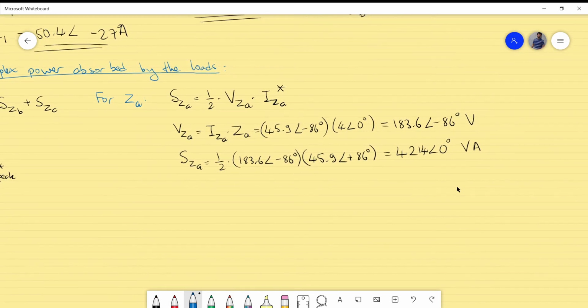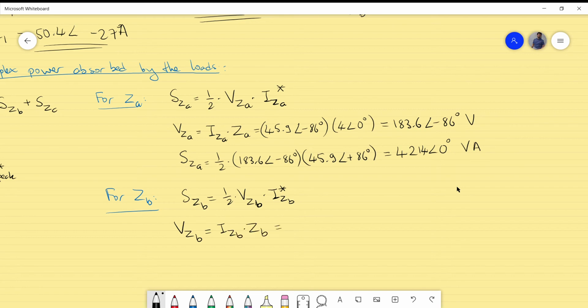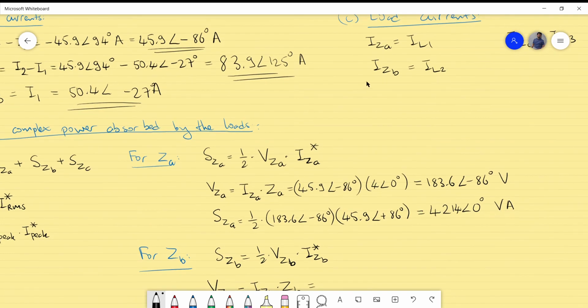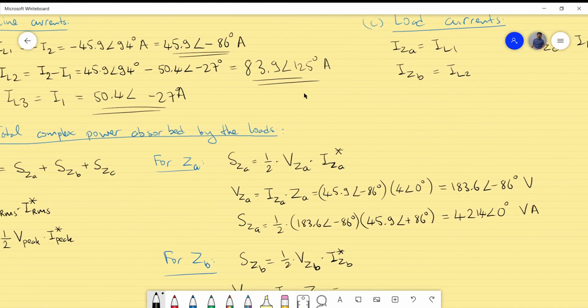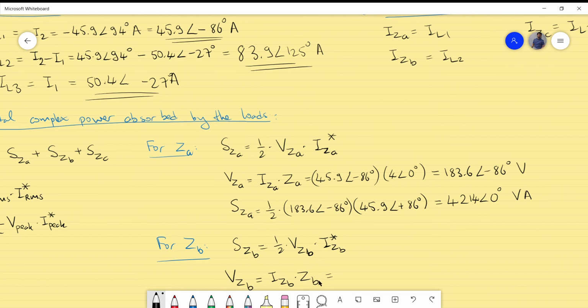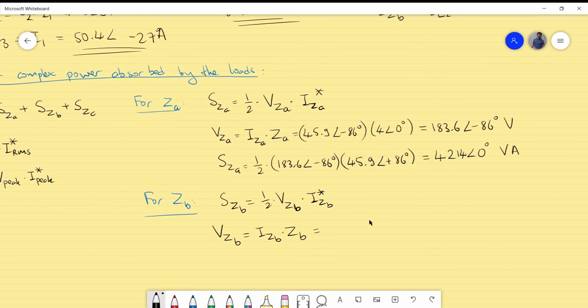So for ZB, what do I have? S of ZB is equal to half times the voltage of ZB times the complex conjugate of the current. Still, I don't know the voltage across the load, so I will have to calculate this. That will be I_ZB times ZB, which is also determined here. So I_ZB is equal to I_L2, and I_L2 is shown here. So if I now substitute this value here and also the Z_B, which is inductive, which was j2.